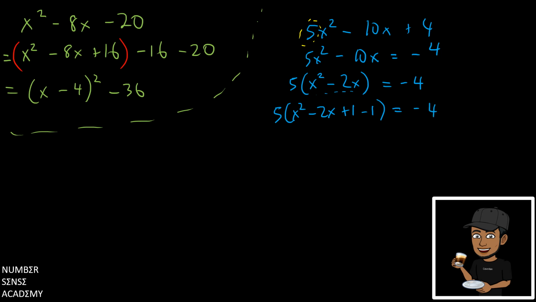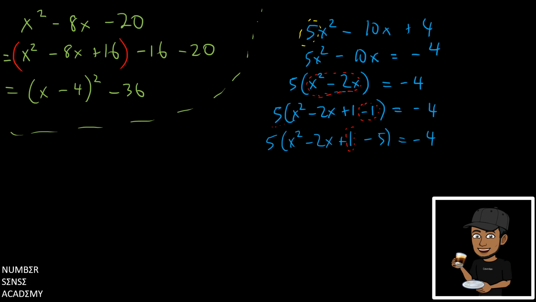All right. So the trick here is that this -1 is a part of this part of the expression. So I have to apply the factor to it. So I'm going to end up with 5 times x squared minus 2x plus 1 minus 5 equals -4. I'm not touching this 1 because that's part of a special product.